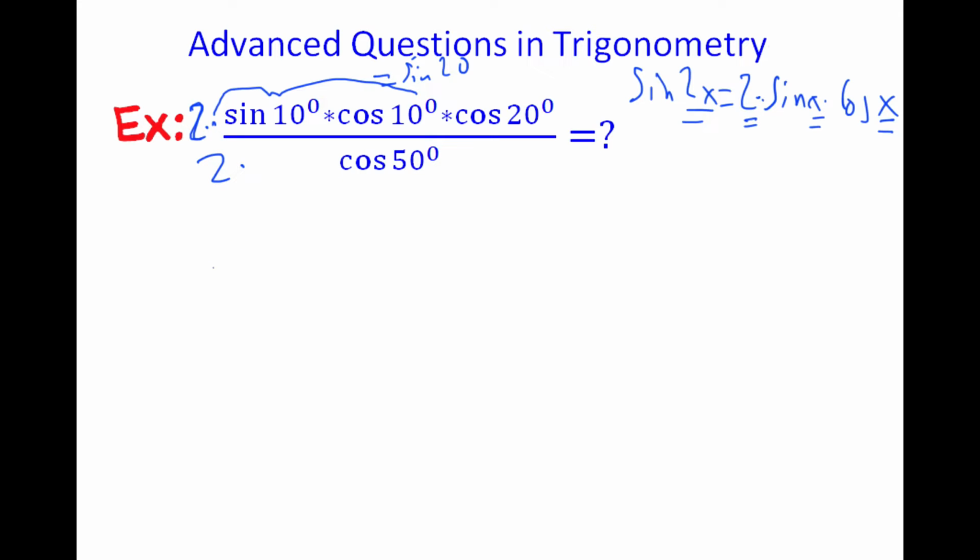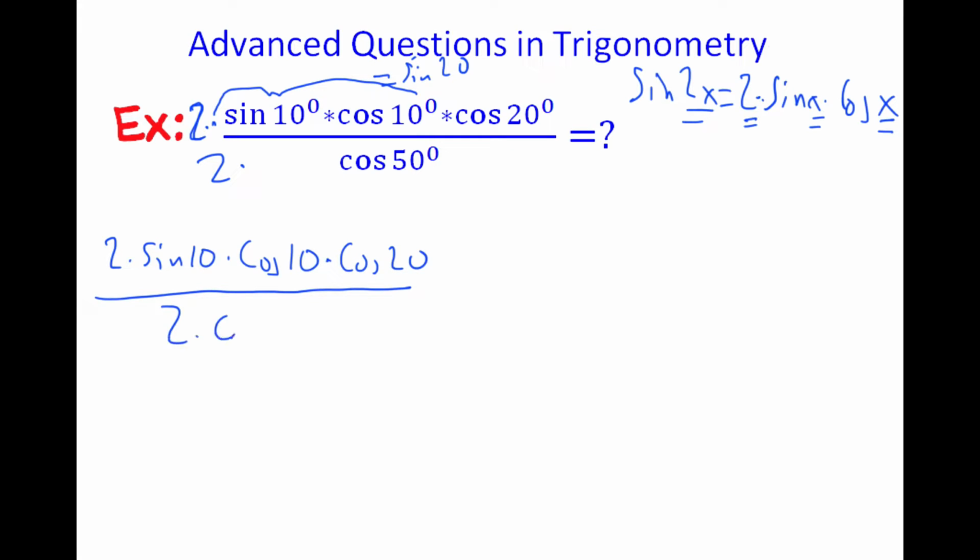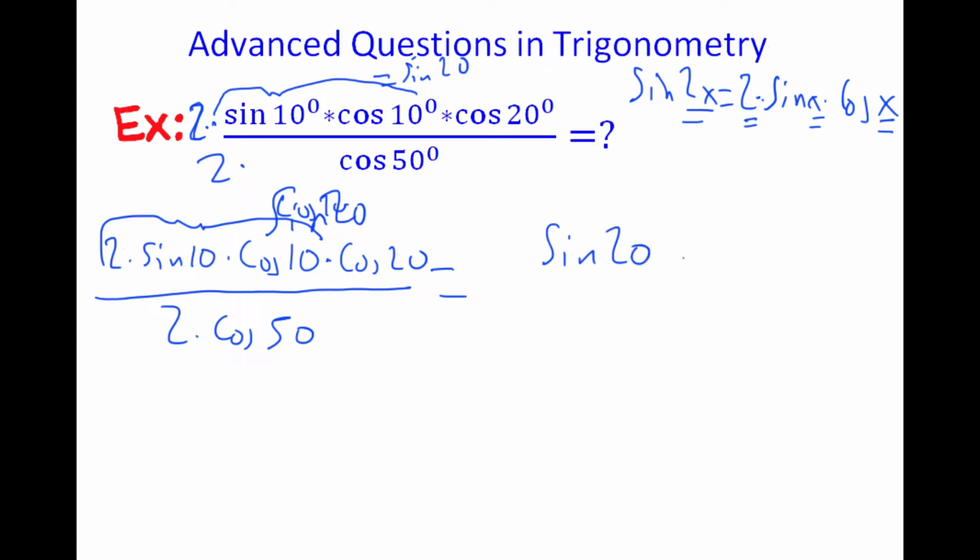So once you do it, then we're going to have, again, 2 times sine 10 times cosine 10 times cosine 20 divided by 2 times cosine 50, guys. And now we know that this is going to be equal to sine 20, guys. And in the next step, we're going to have sine 20 times cosine 20 divided by 2 times cosine 50, guys.